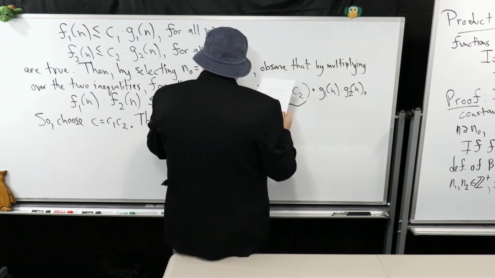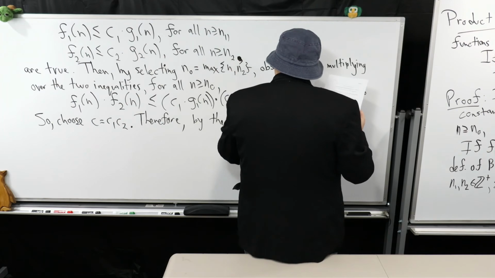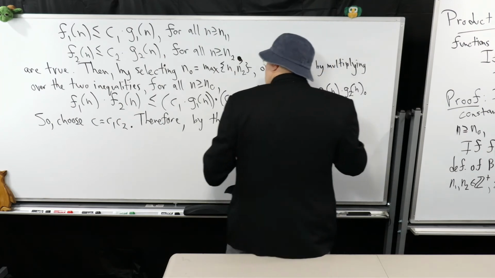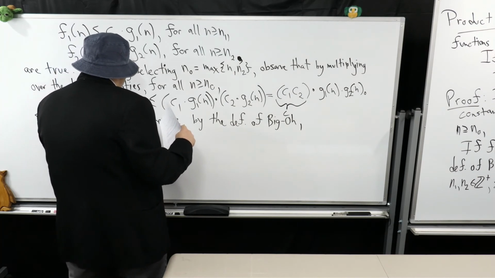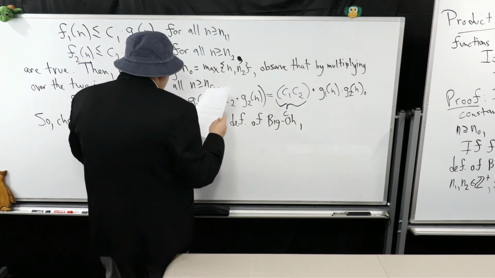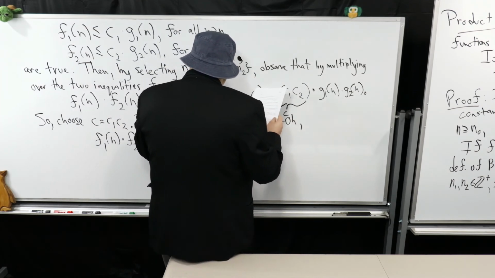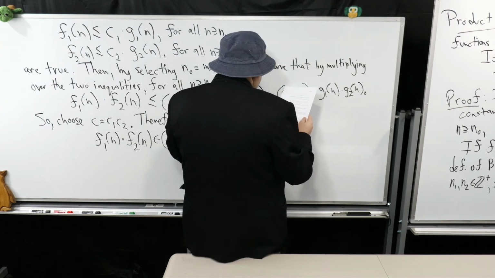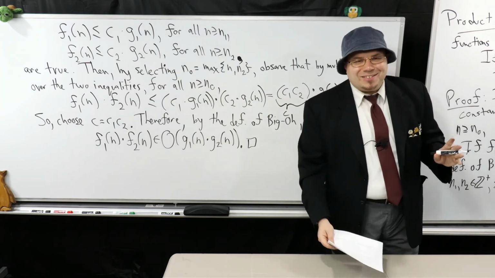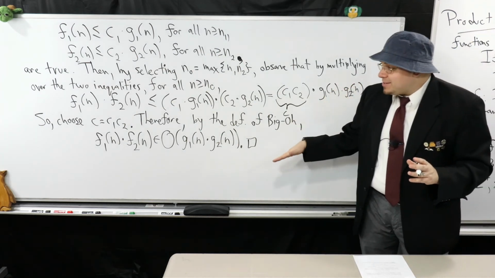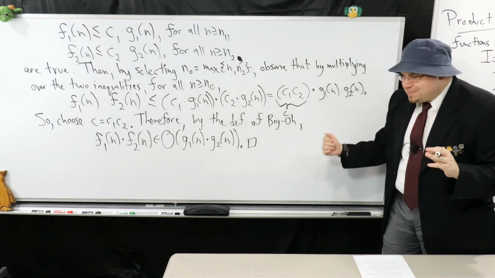Therefore, we're done, right? Therefore, by the definition of big O, we know that F1 times F2 is in fact big O of G1 times G2. And we're done. Boom. So you see how I can use some of the strategies that I've done in the past to derive my proof in a really nice, simple way.